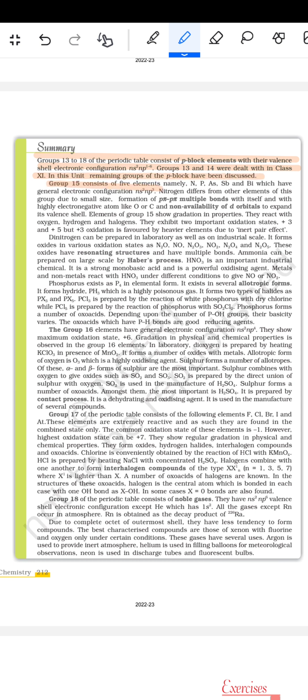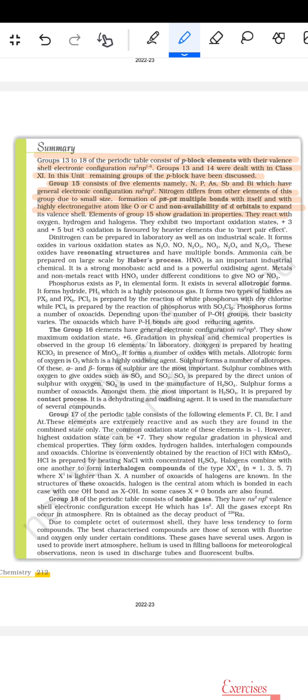Group 15 consists of the five element family nitrogen, phosphorus, arsenic, antimony, and bismuth, which have general electronic configuration ns2 np3. Nitrogen differs from other elements of this group due to its small size, formation of p-pi multiple bonds with itself and with highly electronegative atoms like oxygen or carbon, and non-ability of the d orbitals to expand its valence shell. Elements of group 15 show gradation in properties.